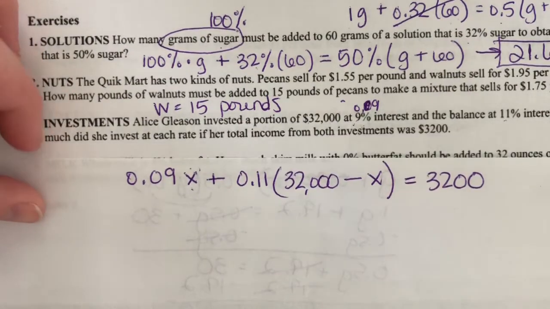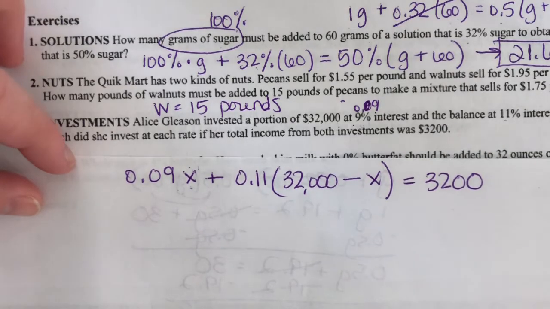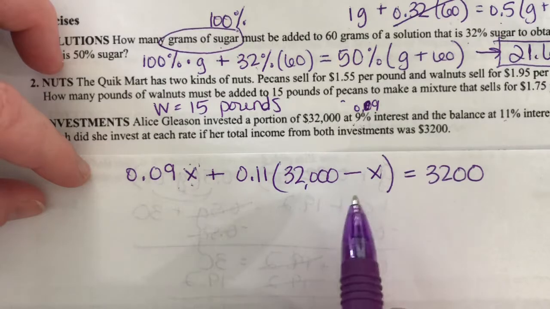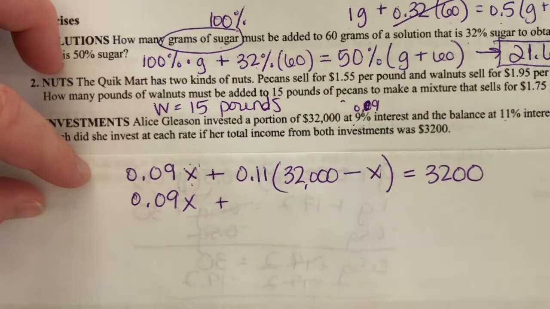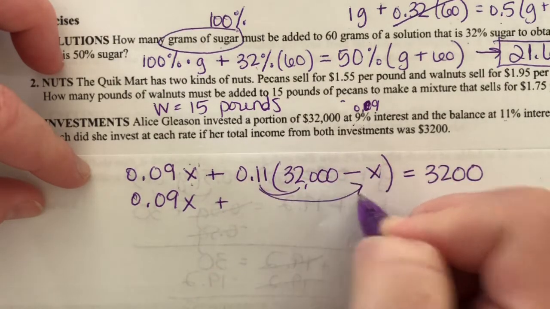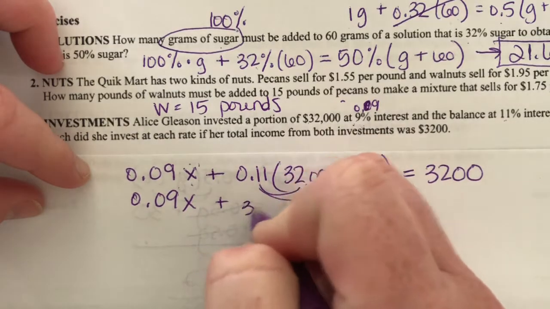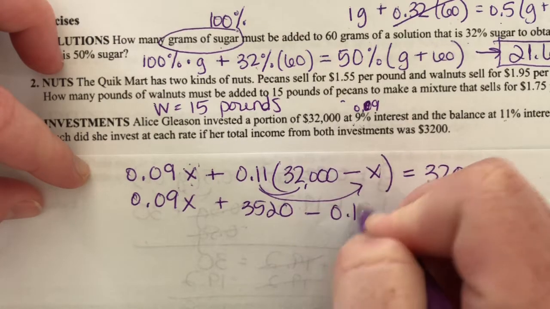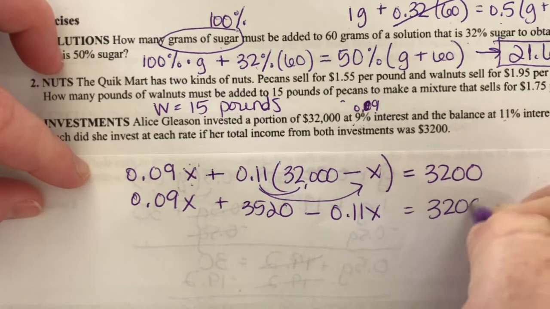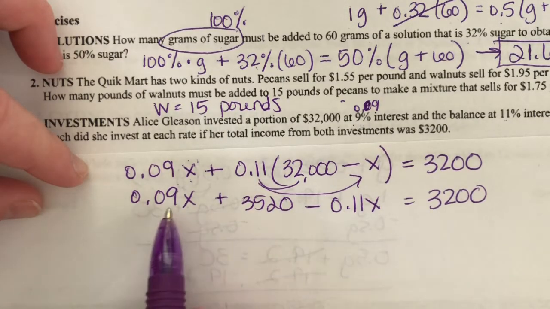So I have to figure out how much she invested at the 9% and how much she invested at the 11%. Once you know how to set it up, it's easy to solve for x, but the setting up part is what's hard. All right, so 0.09x plus, and then I distribute this guy, right? So 0.11 times 32,000 is 3,520. And then carry down my minus sign, 0.11x equals 3,200.